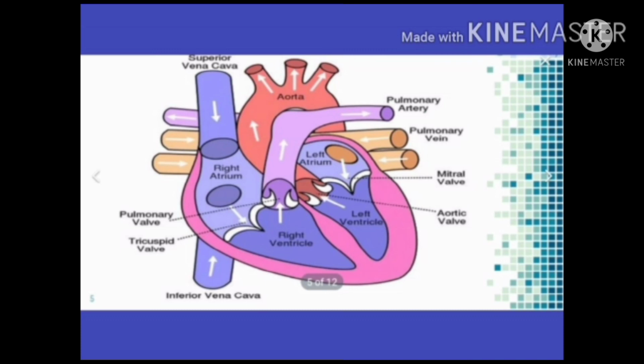Now we will study about the arteries and the veins which are bringing the blood and taking away the blood from the heart. Deoxygenated blood from the whole body enters right auricle through a superior vena cava and the inferior vena cava. Superior vena cava brings the blood from the upper part of the body, and inferior vena cava brings the blood from the middle and the lower parts of the body.